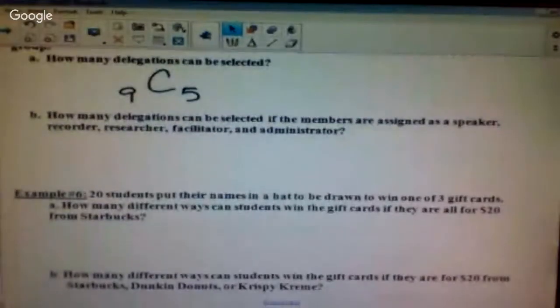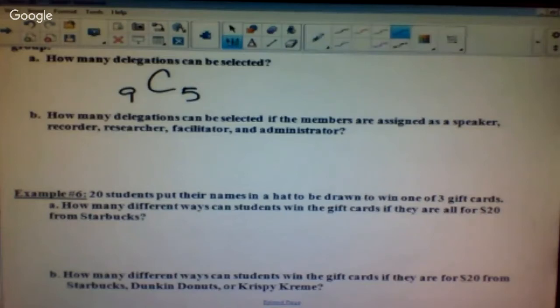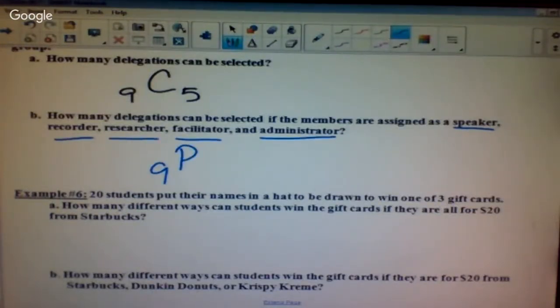Okay, take a look at the difference between A and B. B says, how many delegations can be selected if the members are assigned as a speaker, recorder, researcher, facilitator, and administrator? That's a P. Now, this is the permutation. We've gotten specific. They have specific jobs. I have a speaker and a recorder and a researcher and a facilitator and an administrator. So that changes it to permutation.